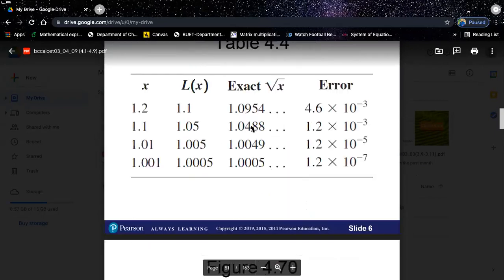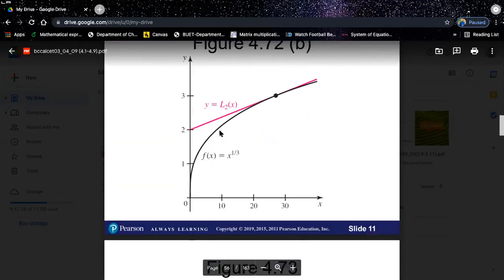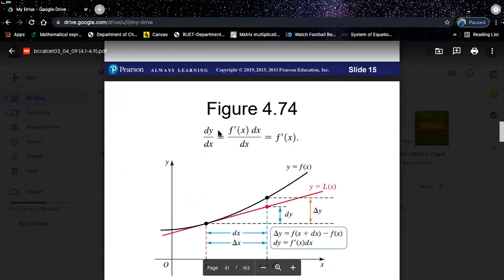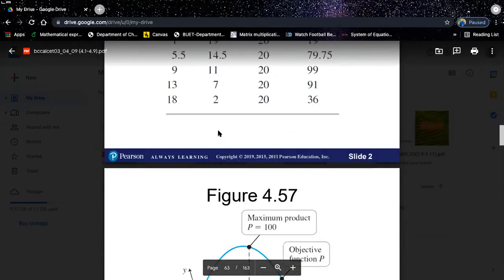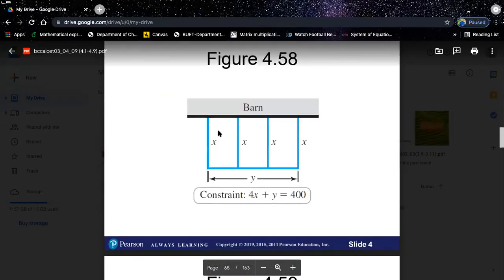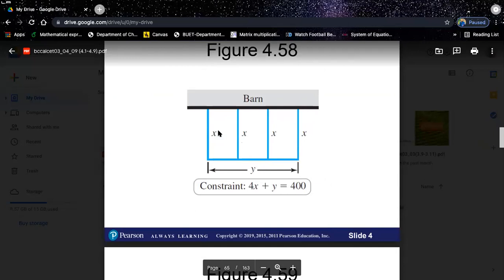So let's see this. Oh, I don't think this is the slide we need. Where is optimization? Yeah, here it is. Okay, so I'll try to cover at least half of this problem, and hopefully we'll finish it tomorrow.